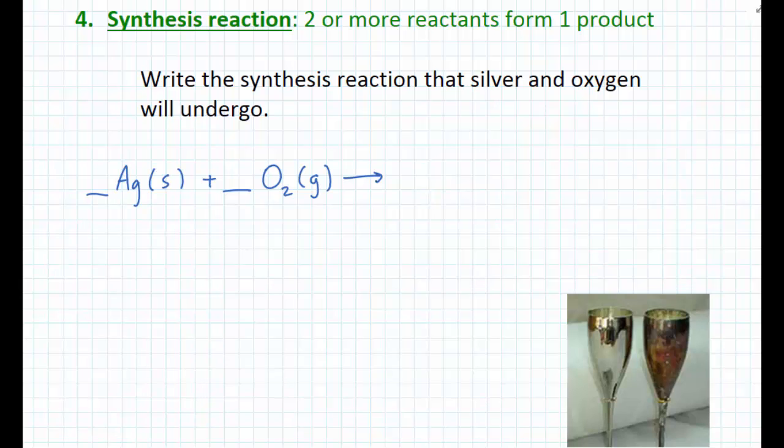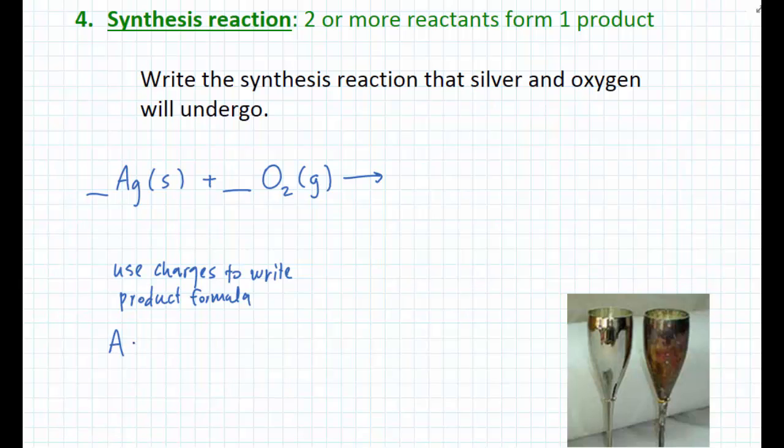To form the product, it's going to be a compound made out of a metal and a non-metal. What kind of compound is that? It's an ionic compound, so we need to know the charges of silver and oxygen to write that compound's formula. Okay? Use the charges to write the product formula. Elements on their own have no charge. So this has no charge, that has no charge. Elements on their own are neutral. But within a compound, we use their charges to get that formula right.